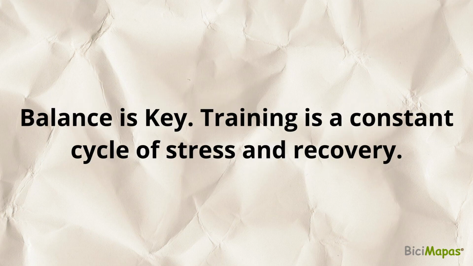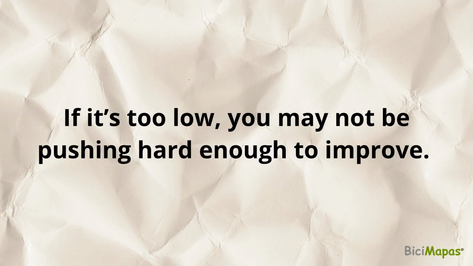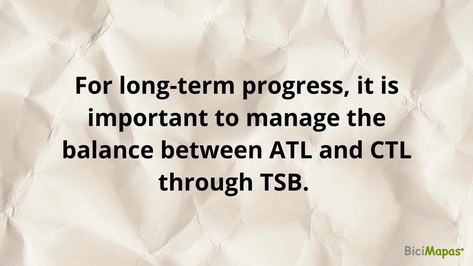Balance is key. Training is a constant cycle of stress and recovery. If ATL is too high for too long, you risk overtraining. If it's too low, you may not be pushing hard enough to improve. For long-term progress, it is important to manage the balance between ATL and CTL through TSB.